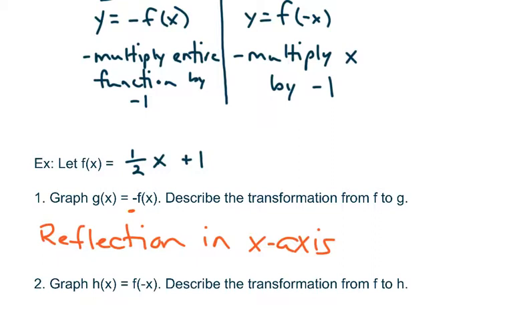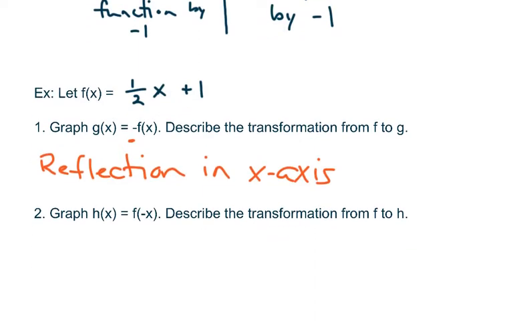Okay, number 2 then says h of x is equal to f of negative x. Describe the transformation from f to h. Now, notice the negative sign is on the inside of the parenthesis. It's directly with x, so this is a reflection in the y-axis. Okay, it's a reflection in the y-axis. So let's go ahead and graph.